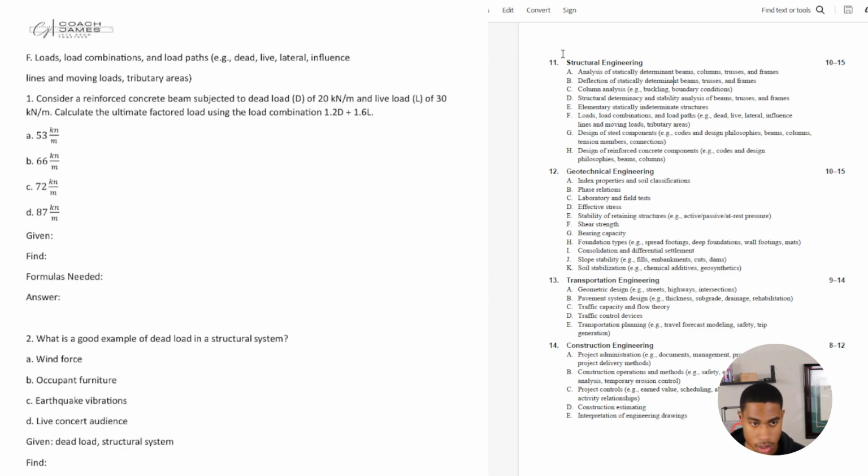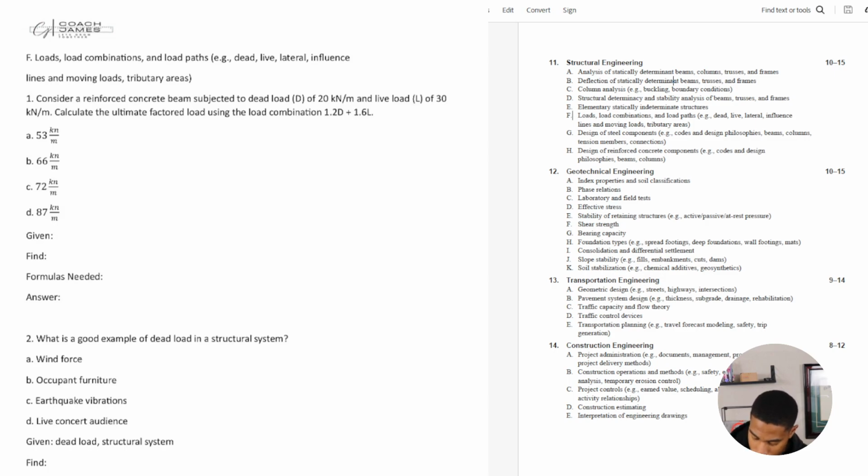All right, so let's look at these practice problems. Number one says, consider a reinforced concrete beam subjected to a dead load of 20 kilonewtons per meter and a live load of 30 kilonewtons per meter. Calculate the ultimate factored load using the load combination 1.2D plus 1.6L. Okay. So start out by writing out what we're given.